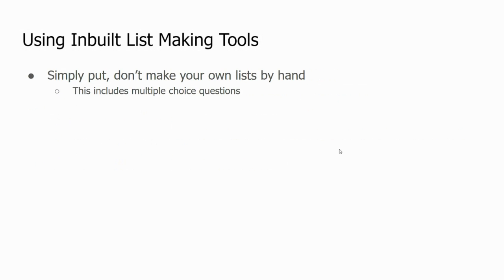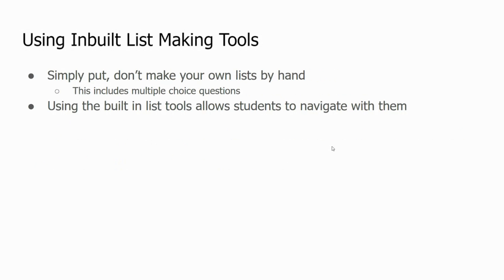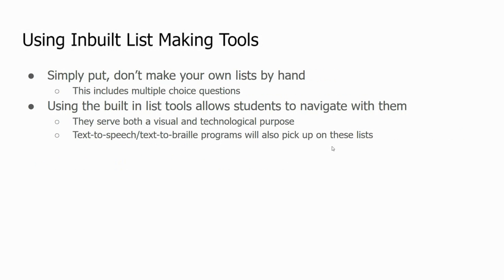So our next thing is to use the inbuilt list making tools. Simply put, don't make your list by hand. This includes multiple choice questions. So you would need to use the tools at the top of Microsoft Word to make your list. It's a simple thing, but it helps with navigation, with screen readers, and just alternative viewing methods. Like I said here, they serve a visual and technological purpose.